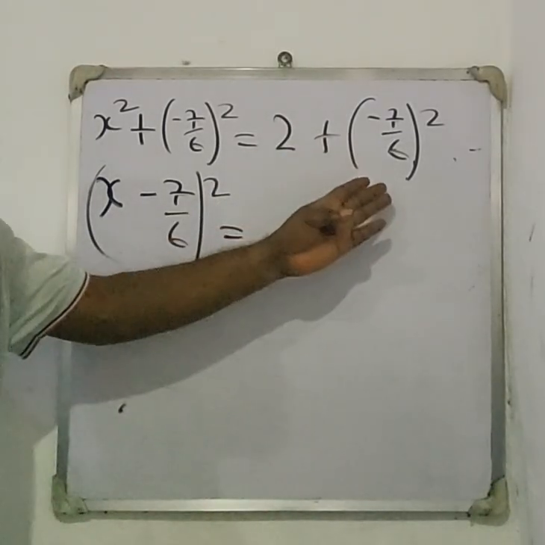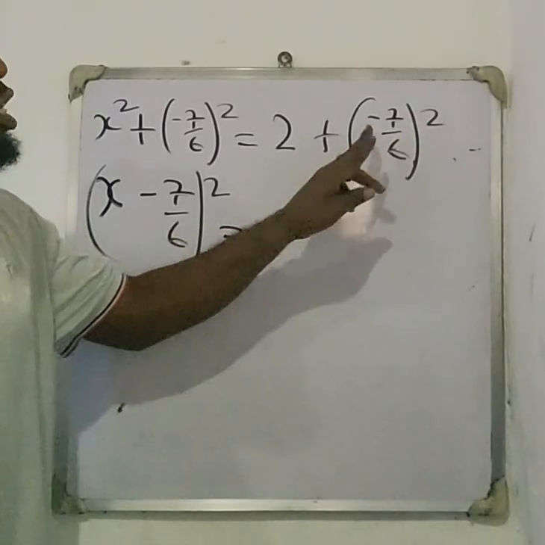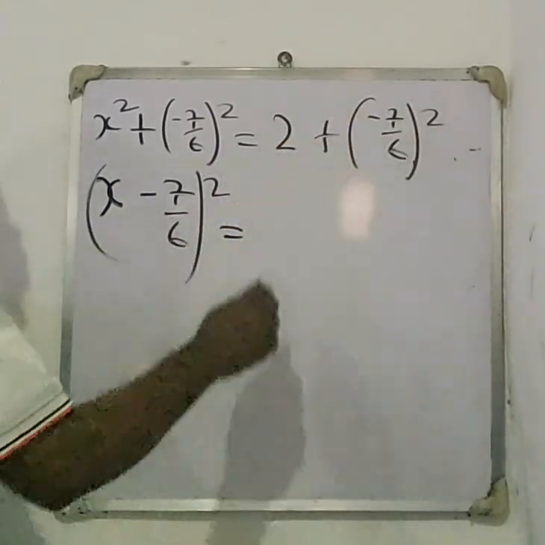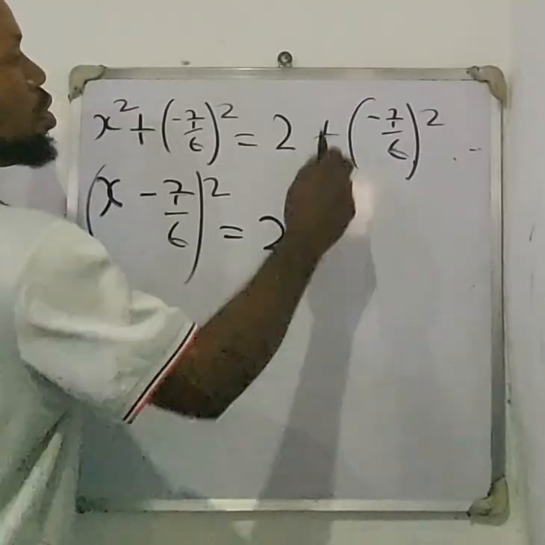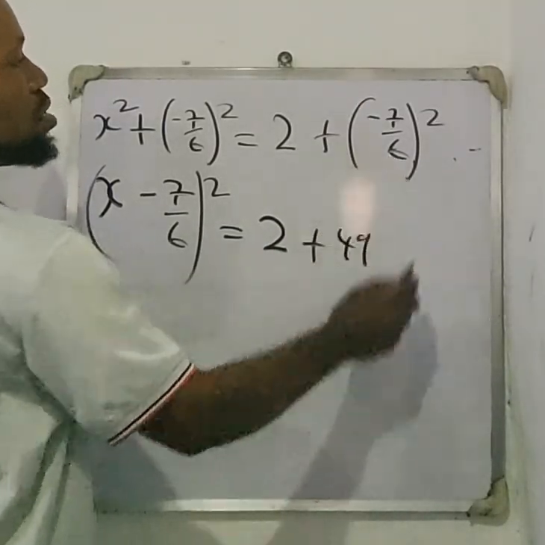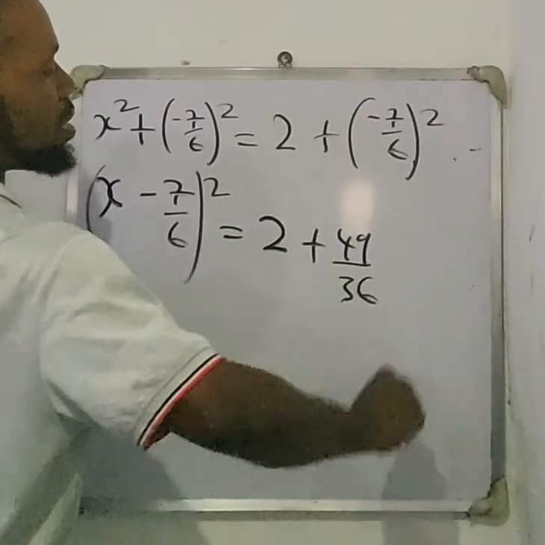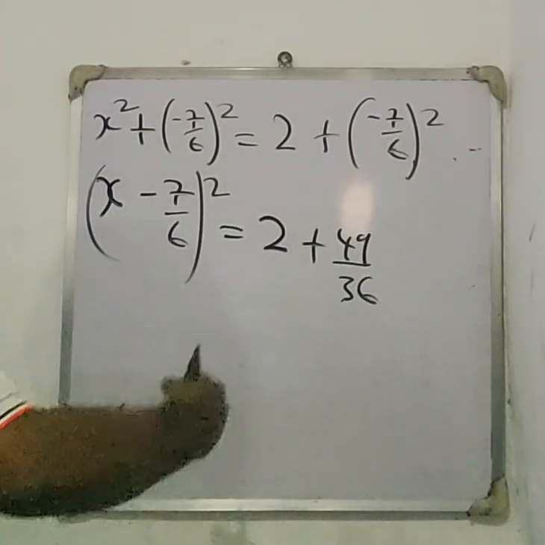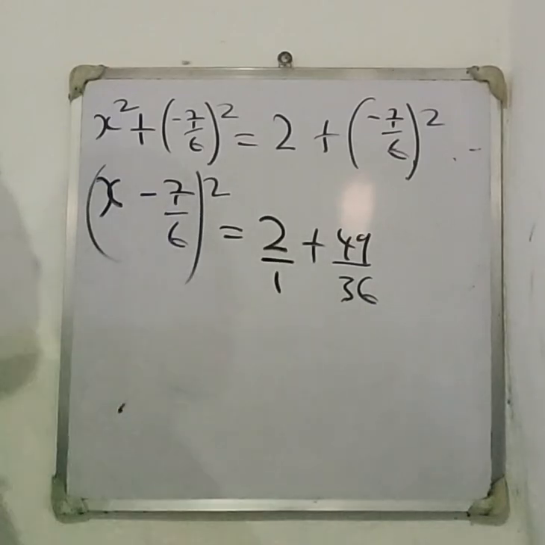But the minus 7 over 6, that's a square for you. Then we need to simplify this one. Simplify this one out. So you have your 2 plus, when you say 7 square, you're going to have 49. So when you look for 6 square, then you have 36. Then look again. If you look at the right hand side, you've got a fraction.